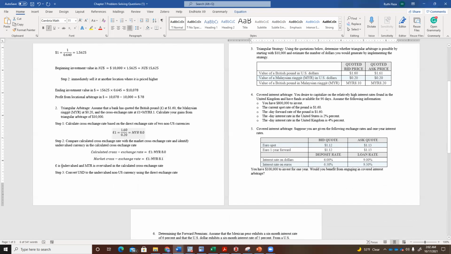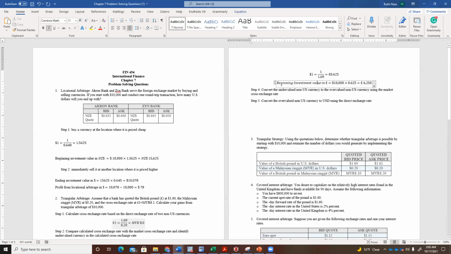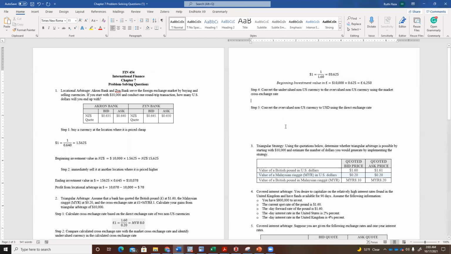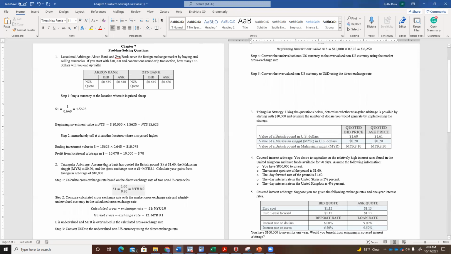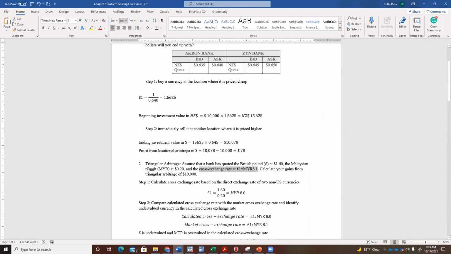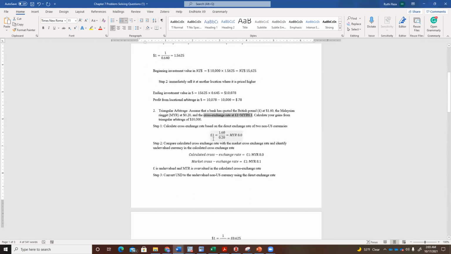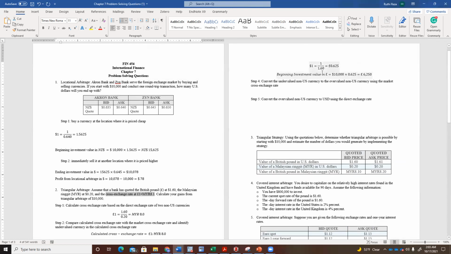Okay. Now we are going to convert our pound into overvalued non-US currency using the market cross exchange rate. Okay. So let me go back to step number 2, and here you can see Malaysian ringgit is overvalued. So we are going to convert our investment value into Malaysian ringgit because that is the one which is overvalued. Here, based on the market cross exchange rate, each pound is equivalent to 8.1 Malaysian ringgit. So we are gonna use this exchange rate to convert our pound into Malaysian ringgit.